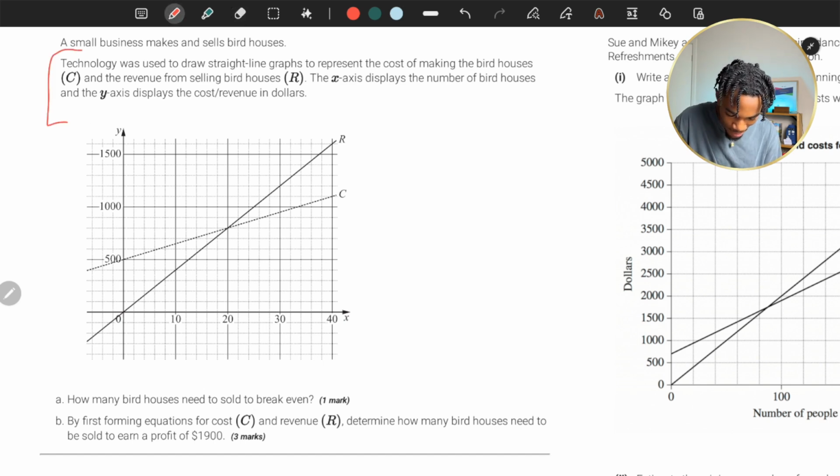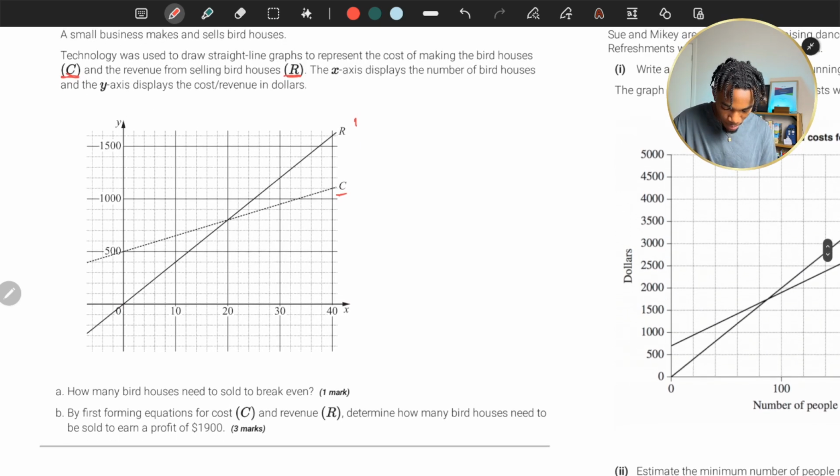You can read this, but it's just a bit of yapping. A small business makes and sells birdhouses. Technology was used to draw a straight line to represent the cost of making birdhouses, C, dotted line, and the revenue for making birdhouses, so their income. The x-axis displays the number of birdhouses, and the y-axis displays the cost/revenue in dollars. So how many birdhouses need to be sold to break even? Break even is where they intersect, so 20.